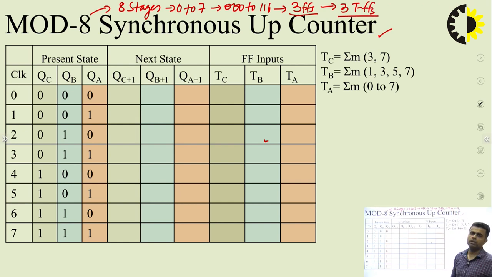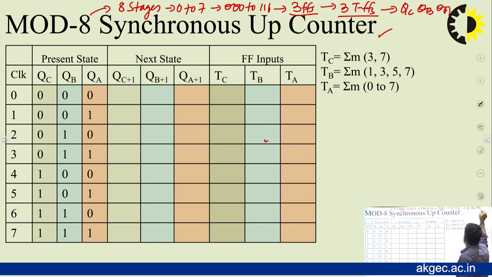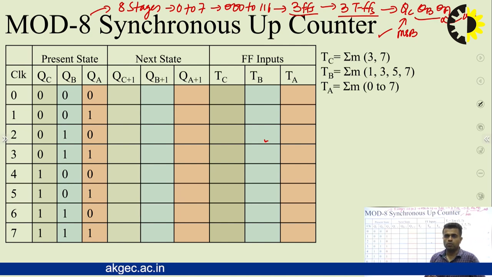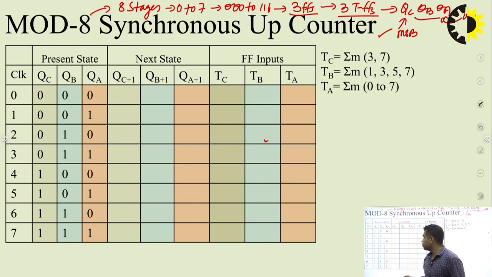Why? Just to avoid confusion, and because in case of the asynchronous counter we had used T flip-flops, so in case of synchronous counters as well, I am again using T flip-flops. So 3 T flip-flops will be required. Again, their outputs will be QC, QB and QA, out of which this will be my MSB and this will be LSB, as in case of asynchronous circuits. So this QC, QB, QA is my flip-flop output, and if I read these three values together, then I can say that this is the state of my counter. So the present state QC, QB, QA, the three flip-flops in my circuit, will comprise the state of the counter.